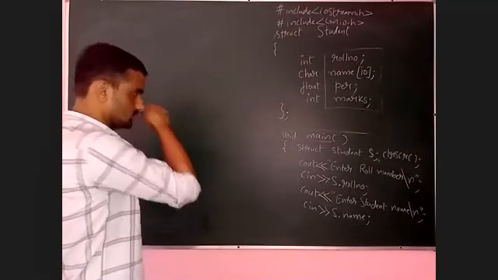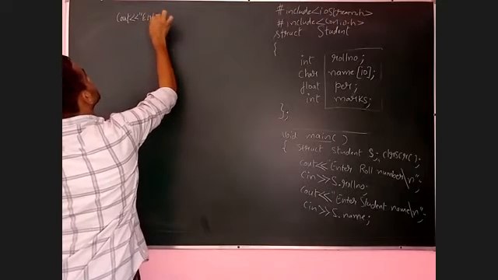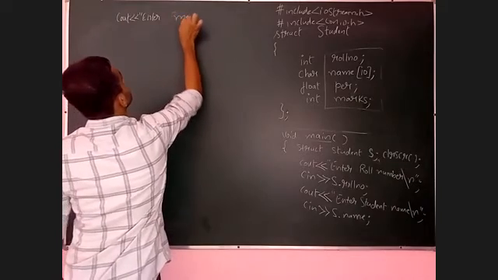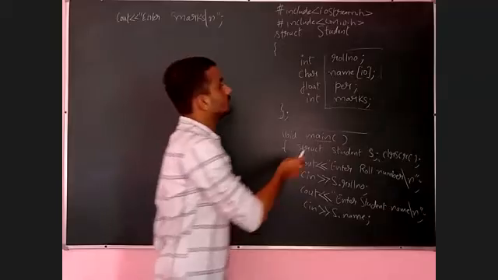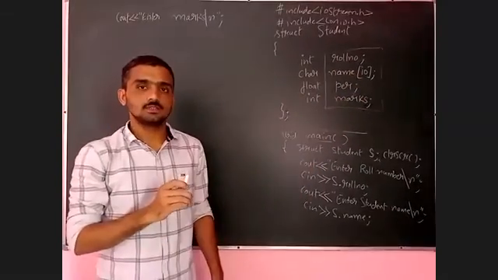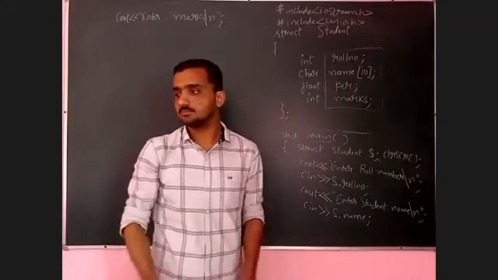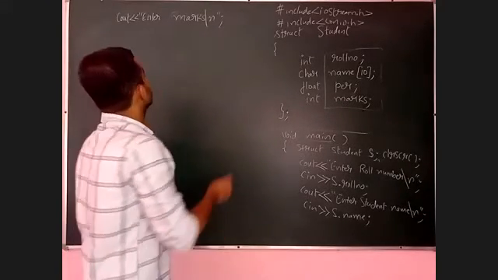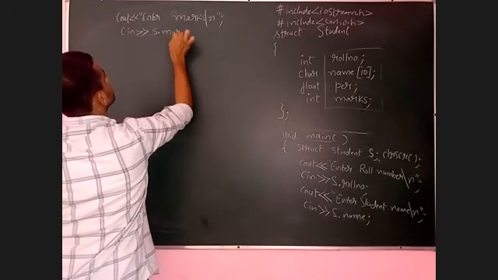Next, two more values. So we can say cout: enter percentage of a student, or first you can say enter marks. See, in the structure declaration, you have taken roll number, name, percentage, and marks. That doesn't mean that while entering also you have to follow the same order. You can write in any order, it doesn't matter. Then cin extraction operator, s dot marks.